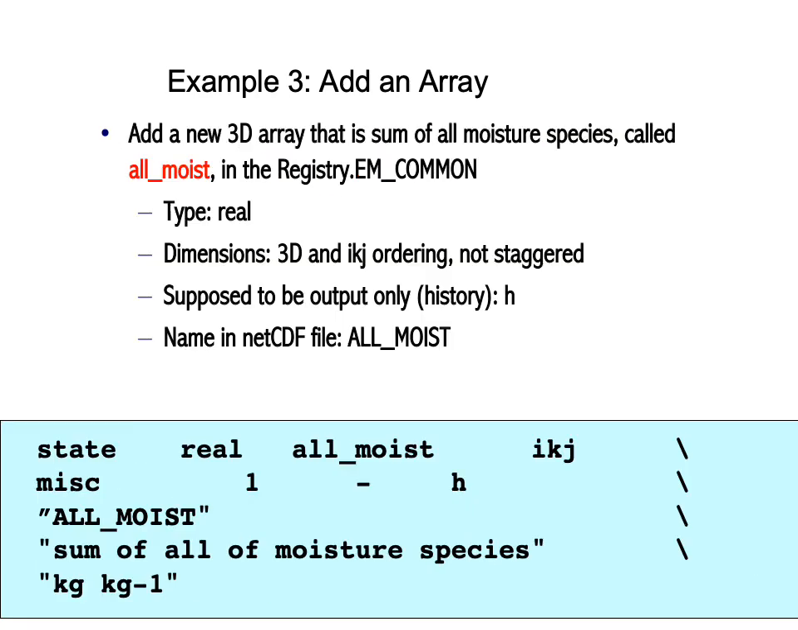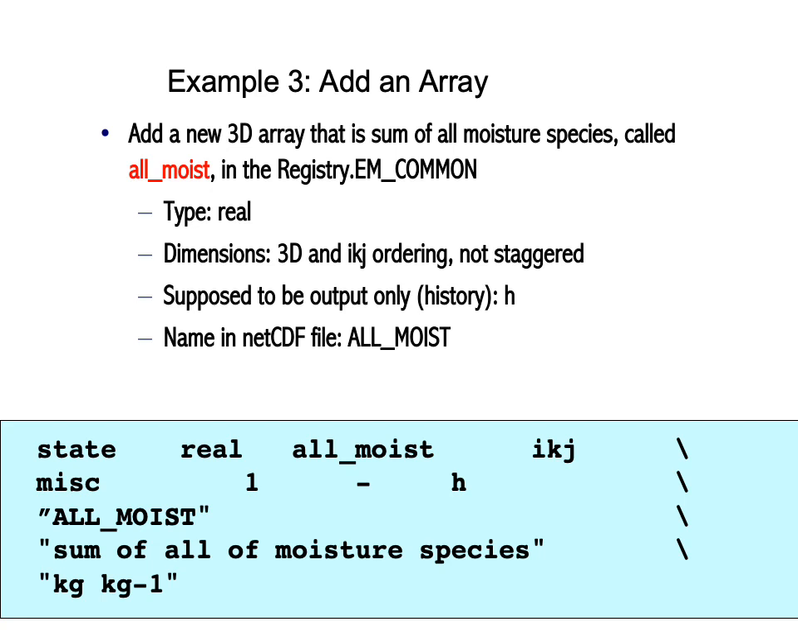All right, so the variable that we would like to add is a sum of all of the moisture species. And we're going to call our variable allMoist. We're going to add that into registry.emCommon. This is a real variable, so we set that type to real. The name of the variable inside of the model is going to be all_moist. It is a 3D array with IKJ ordering. That's the way that all the 3D arrays in the WRF model are handled.